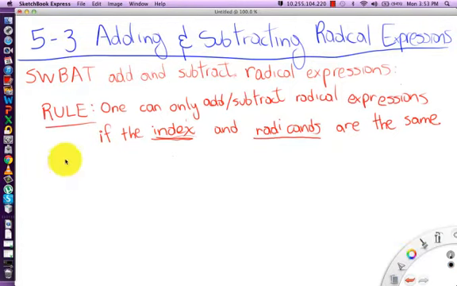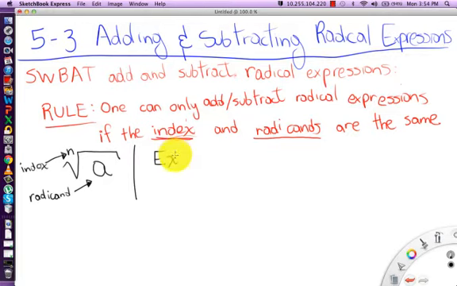So if I have my radical, and I have a... this guy over here is called the index. And this guy over here, inside the radical, whoever's inside the little house, it's called a radicand. So the rule pretty much tells us that we can only add or subtract two different radicals if the index and the radicands match. So here's an example of this.